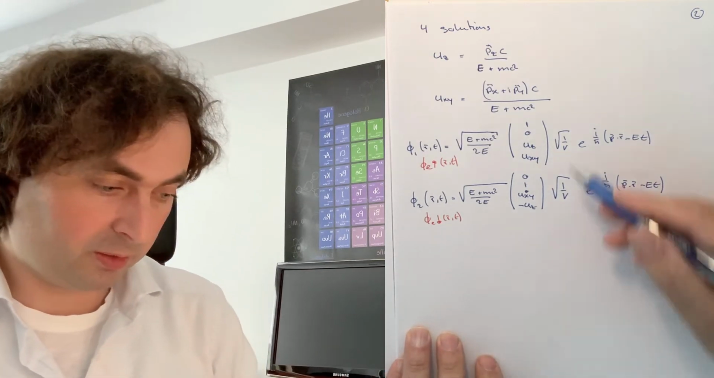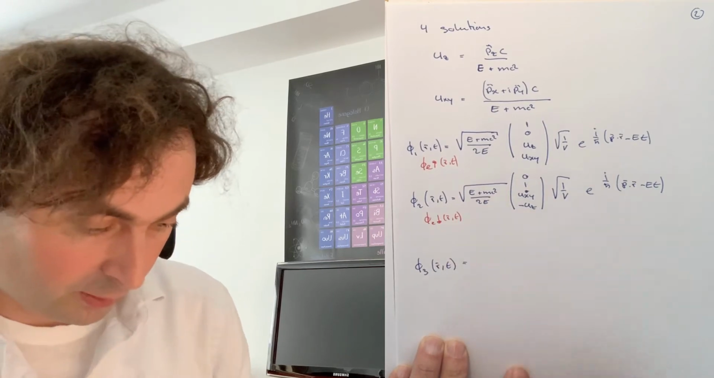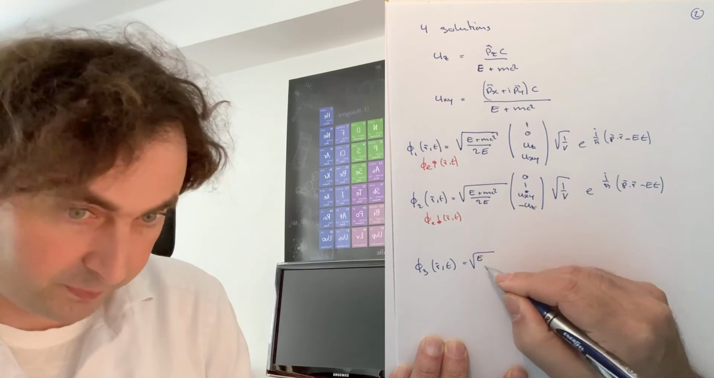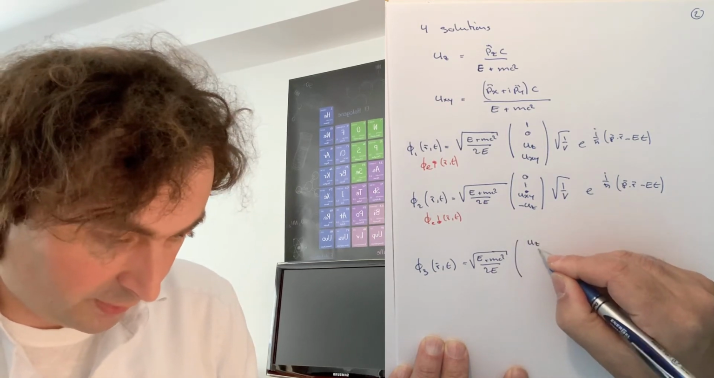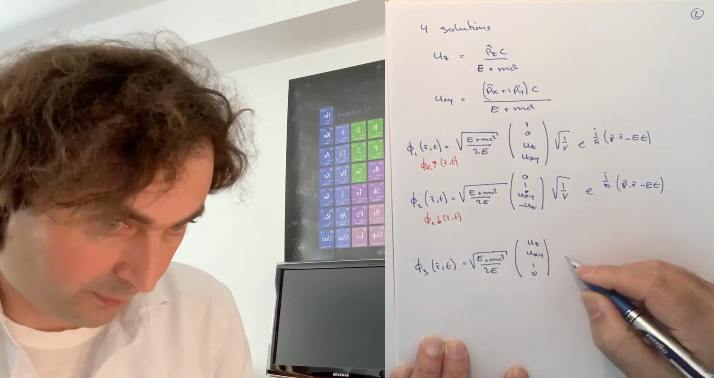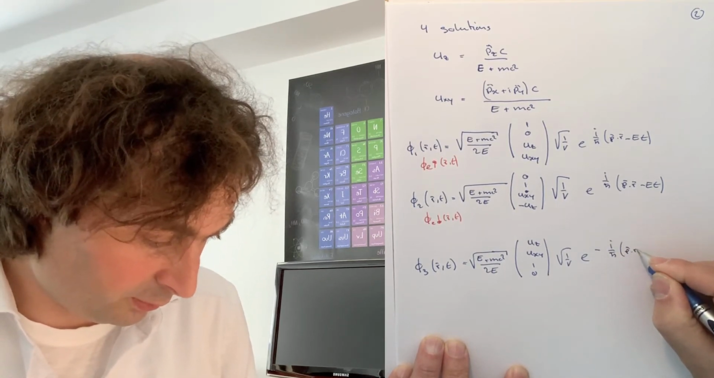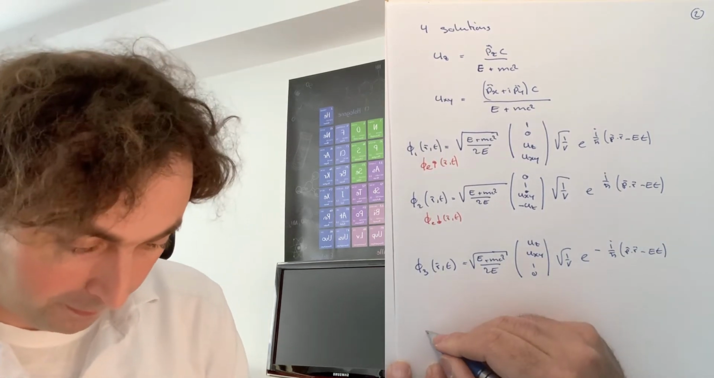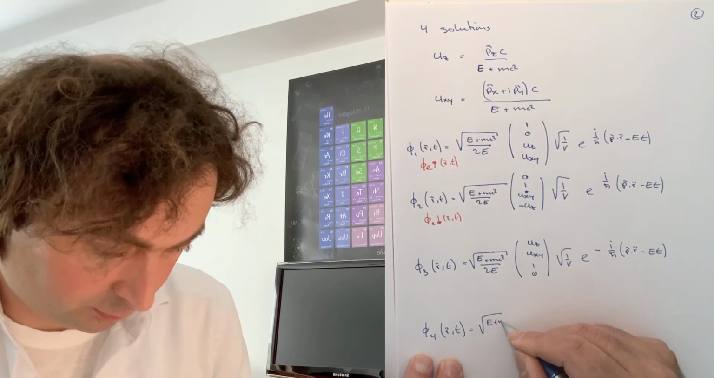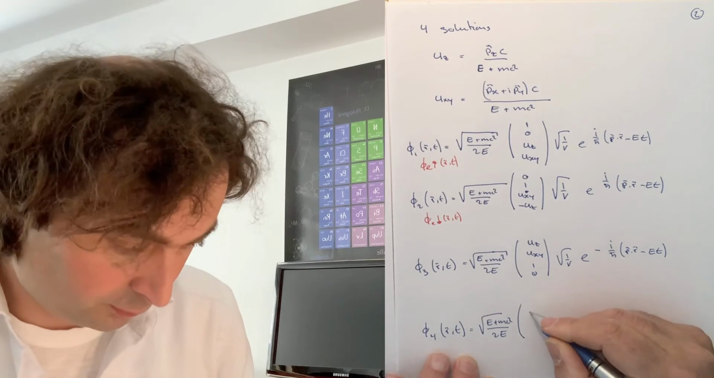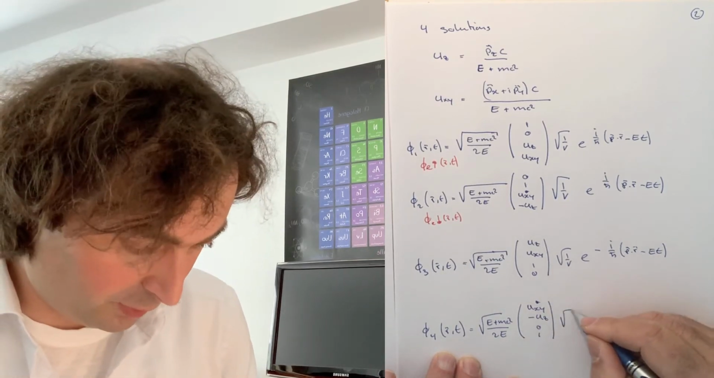Now, of course, we have 4 solutions. We here have the 2 solutions for the particle. We find now also 2 solutions where the small component is larger than the large component: uz, uxy, 1, 0, times square root of 1 over V, e to the i over h bar, now with this minus sign, minus Et, and psi 4, and the same for the spin down.